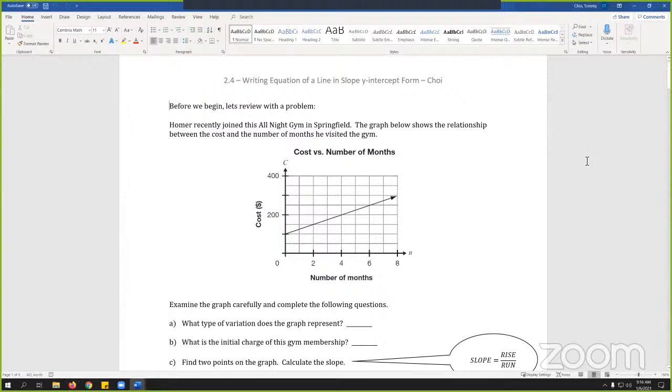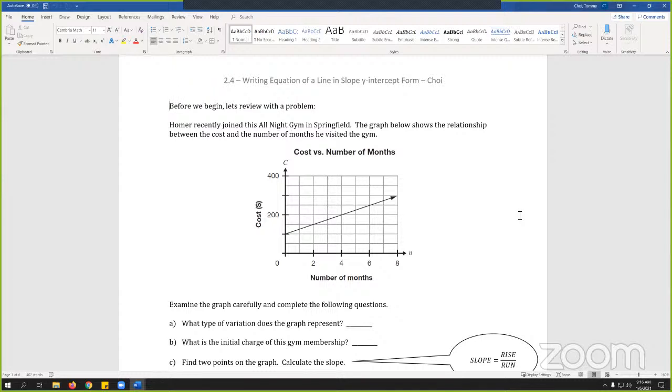Let's get this started here then. So 2.4, this is our last new lesson before your actual test. So let's get this through, and then let's start our review. We'll continue the review tomorrow morning before the test actually starts, and then you'll have your test in the second half of the class. So let's review with a problem here.